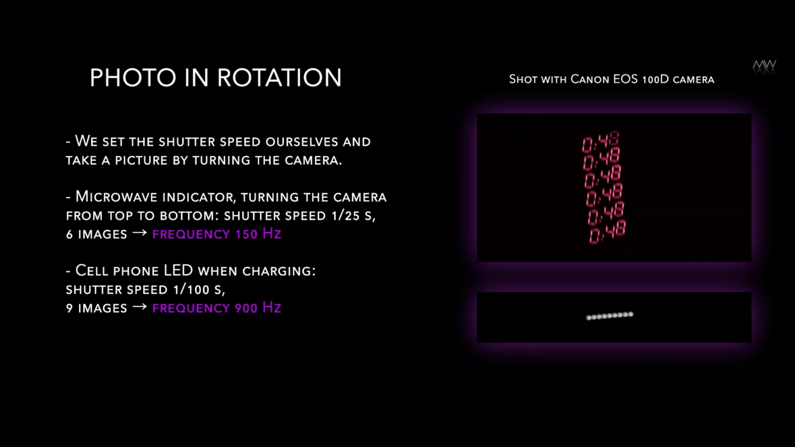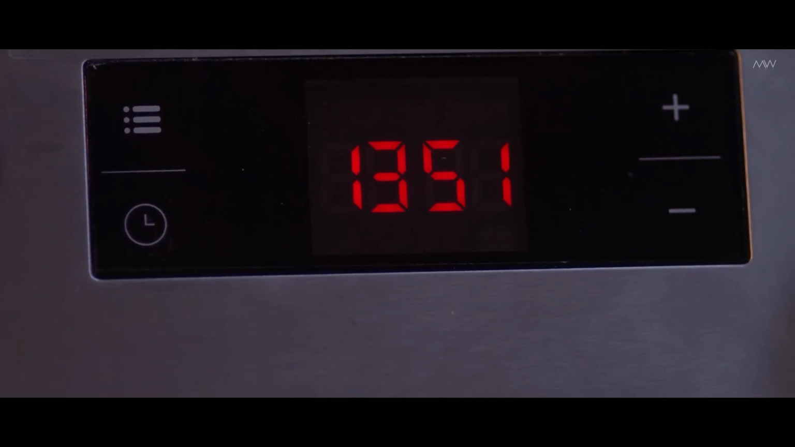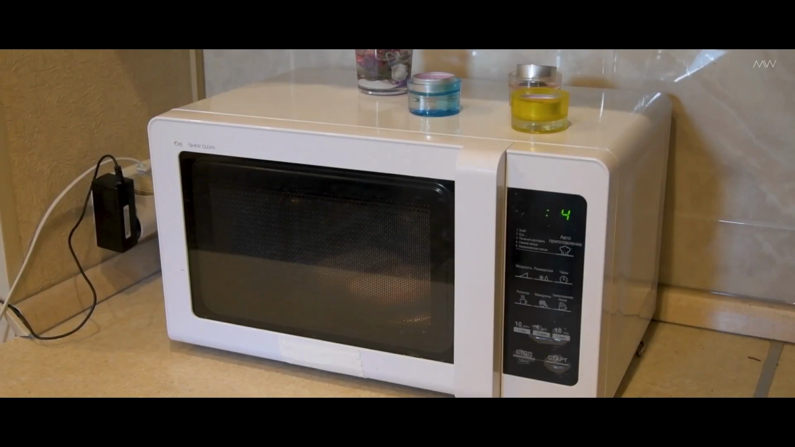Here's a couple of examples. Here, I was taking a picture of my microwave indicator, rotating from top to bottom. Here I set the shutter speed to 1/25th of a second, and I see that I got 6 images in 1/25th of a second. So that works out to be 6 times 25 equals 150 images in a full second. When you just look at the microwave, you don't see that. But with a camera, bang, you can measure it right away.